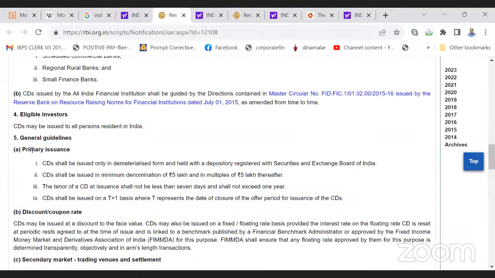Primary issuance. In primary issuance, certificate of deposit shall be issued only in dematerialized form, held with a depository registered with the Securities and Exchange Board of India. Certificates of deposit shall be issued in minimum denomination of 5 lakh and in multiples of 5 lakh thereafter. The tenor of certificate of deposit at issuance shall not be less than 7 days and shall not exceed 1 year. Certificate of deposit shall be issued on T+1 basis, where T represents the date of closure of the offer period of issuance of certificate of deposit.